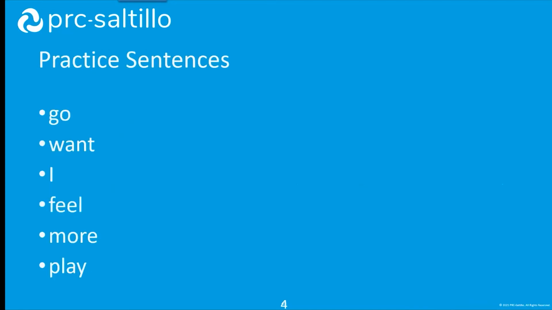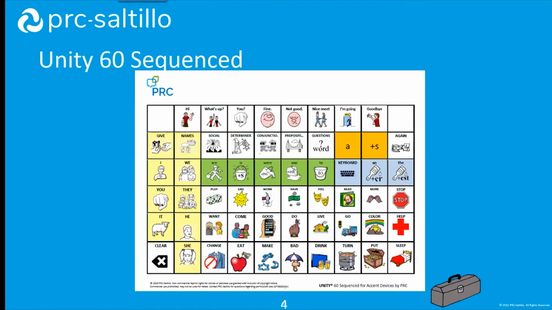So with your light tech board out, and I'm going to go back to that screen in just a second, we want to practice using these core words: go, want, I, feel, more, and play. And I'm going to try really hard to use the highlighter.